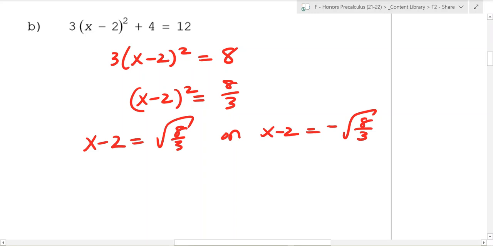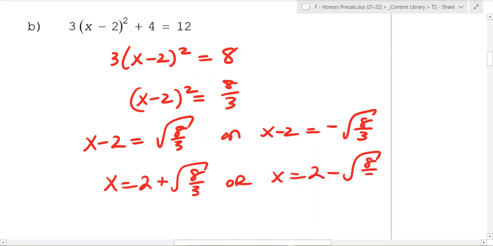And there is no integer whose square is 8/3, so we end up with x is equal to 2 plus the square root of 8/3, or x is equal to 2 minus the square root of 8/3.